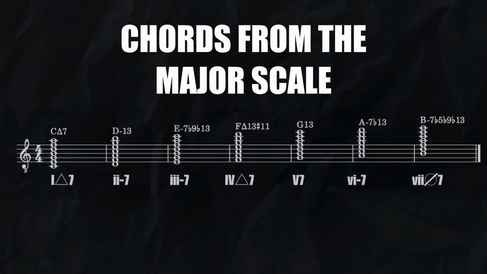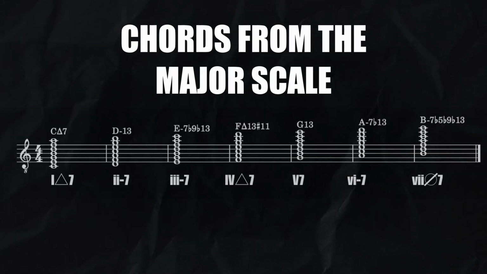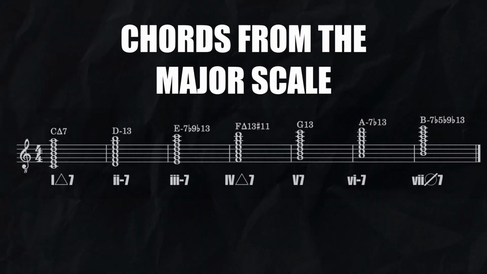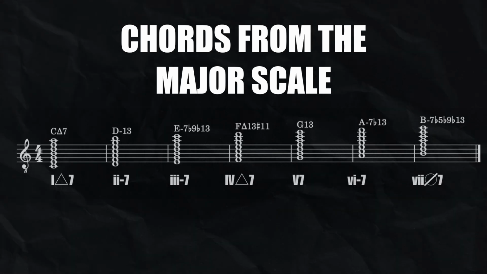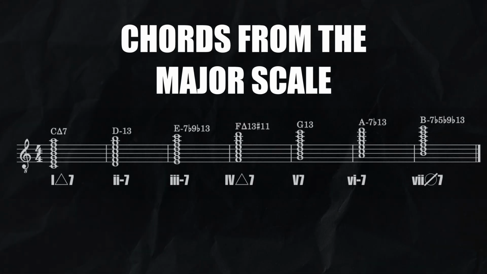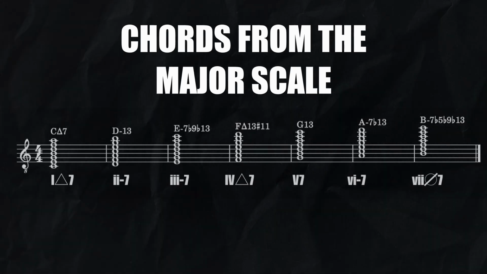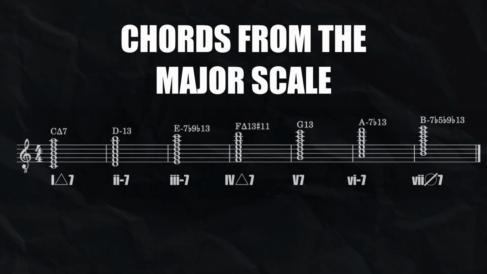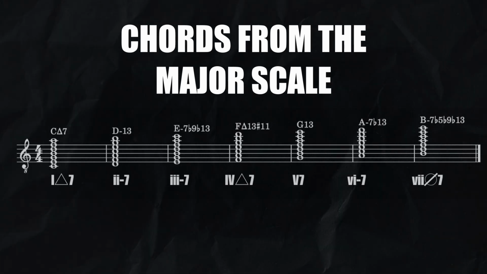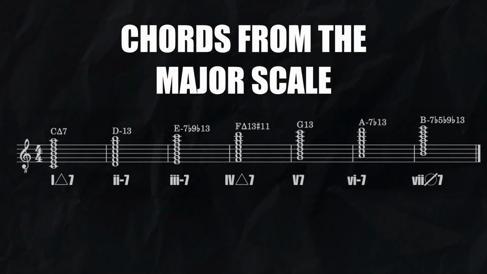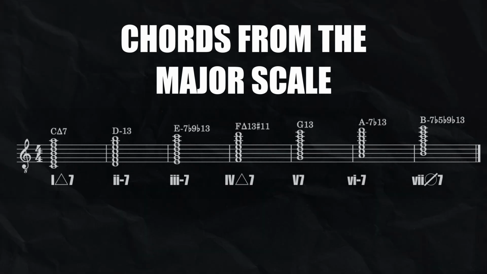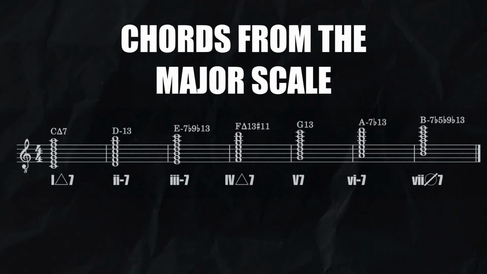But if we did this, the chords that we would get for the C major scale are C major 13, D minor 13, E minor 7, flat 9, flat 13, F major 13, sharp 11, G 13, A minor 7, flat 13, and B minor 7, flat 5, flat 9, flat 13. Basically, the chords and modes of the major scale are the same thing, just one's played all at once and the other one is played one note at a time.